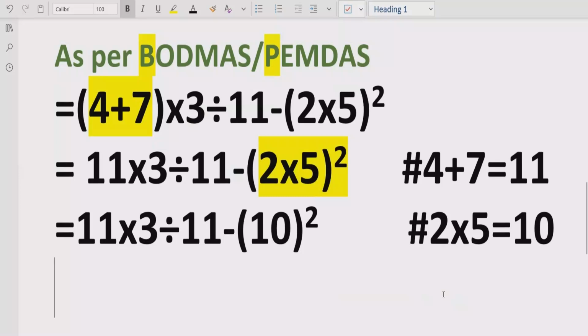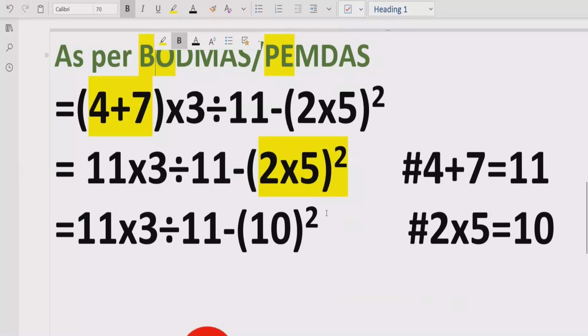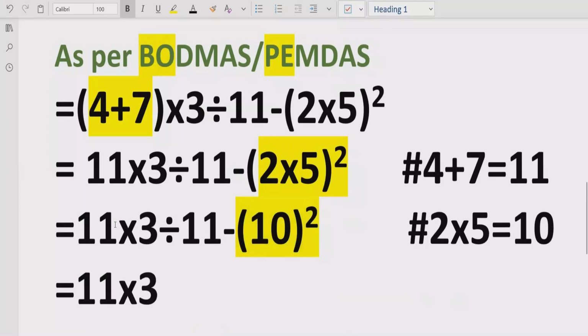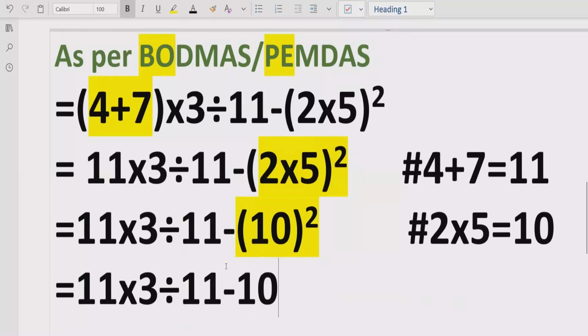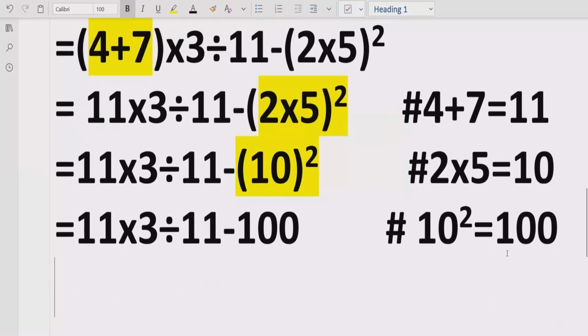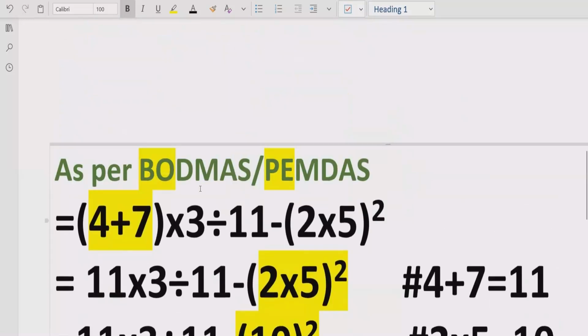Now move forward. We have solved the bracket. Now we have to solve the exponent part. So in our expression, we have one exponent part which is 10 raised to power 2. So we have to solve this one: 11 multiplied by 3 divided by 11 minus 10 raised to power 2, which means 10 multiplied by 10, which equals 100. And for reference, we will write 10 raised to power 2 equals 100. Right? Now move forward. Step number 2 we have solved.